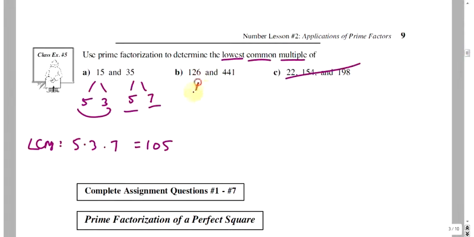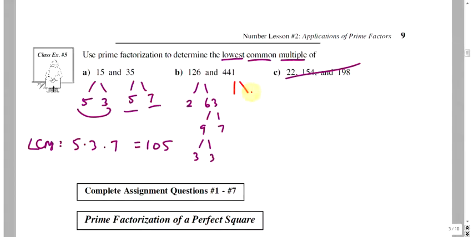So let's do this one. I don't know what to take out of 126. I don't know what goes in there other than 2. So let's just take a 2 out. Let's halve it. That's 63. And that's 9 times 7. We just saw this one. 3 times 3.